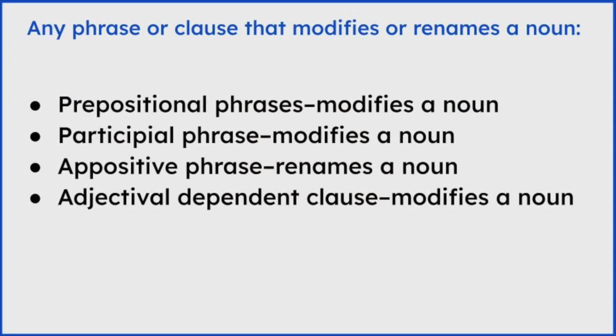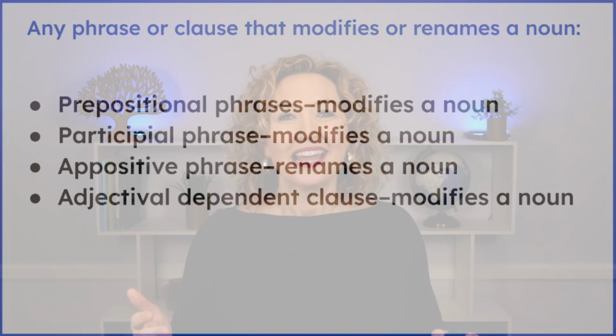First of all, there are 4 grammatical constructions that we need to consider when it comes to restrictive and non-restrictive. And all 4 grammatical constructions either modify a noun or rename a noun. Prepositional phrases, participial phrases, appositive phrases, and the adjectival dependent clause. Now, I've looked at a lot of standardized tests and a lot of standardized curricula over the years, and I have never seen restrictive and non-restrictive discussed with prepositional phrases. I've almost never seen it discussed with participial phrases. Every once in a while, you'll see it discussed with appositive phrases. But the place I see it discussed most often is with adjectival dependent clauses.